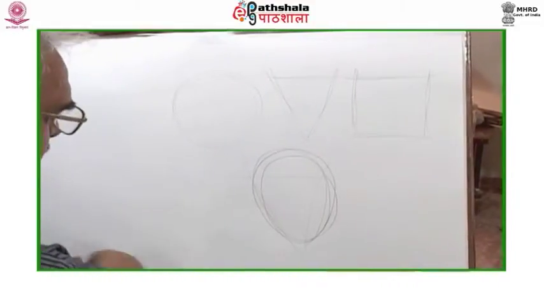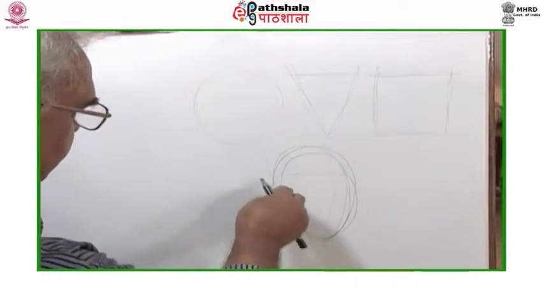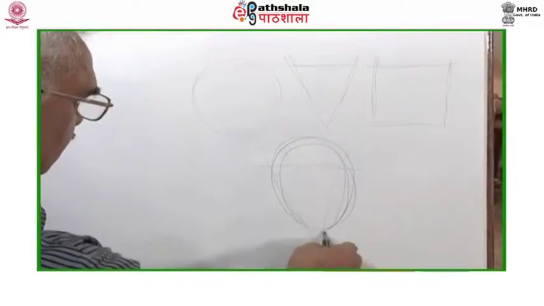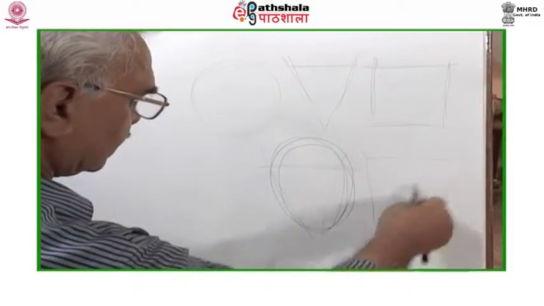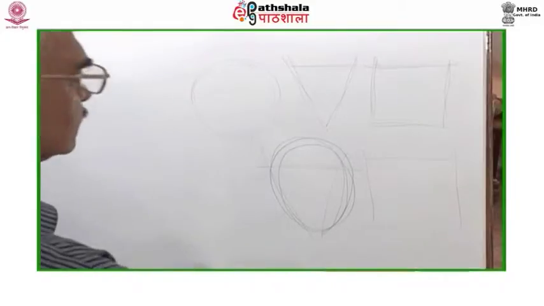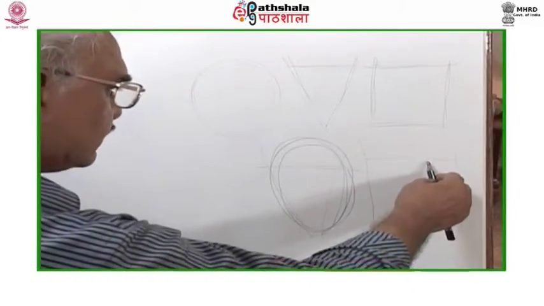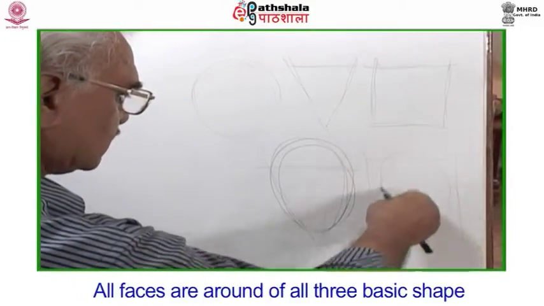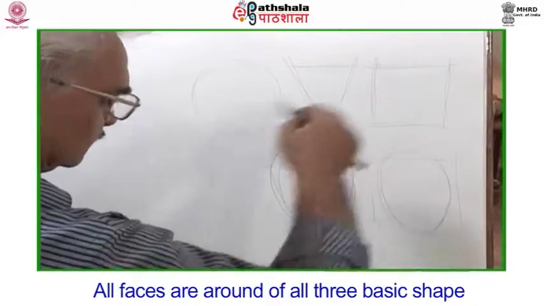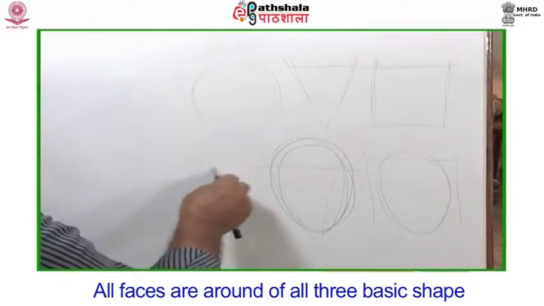Starting with the triangle, you can place an oval shape in a triangle. The same applies to a square, and finally I will draw the oval within the form of a circle too. That's how all faces that we see around us fall within these three basic shapes.